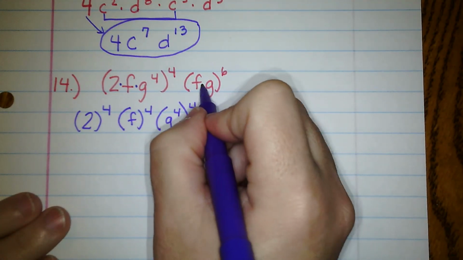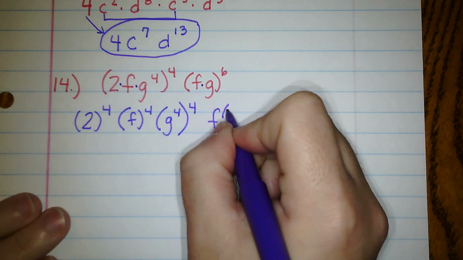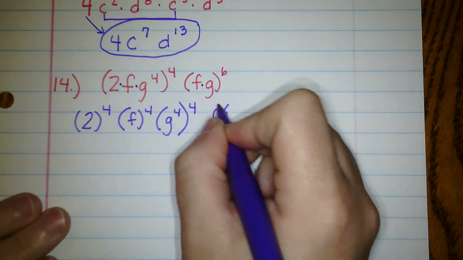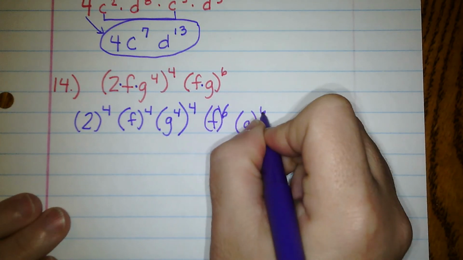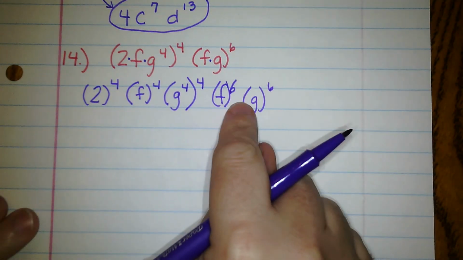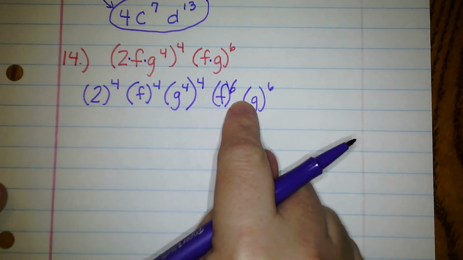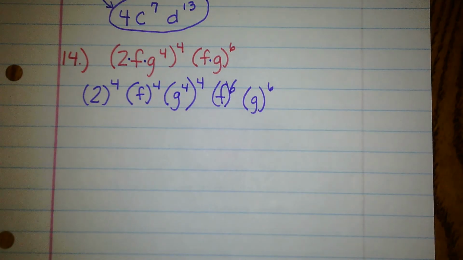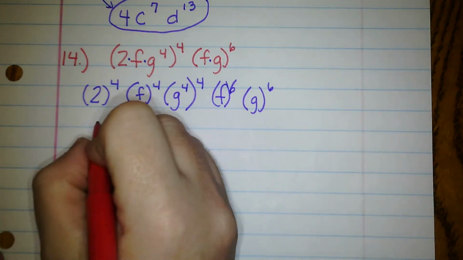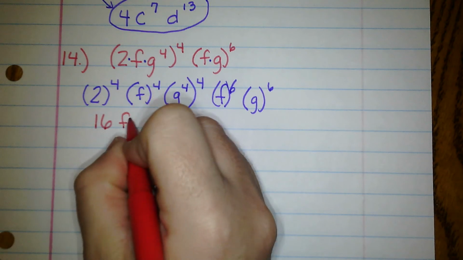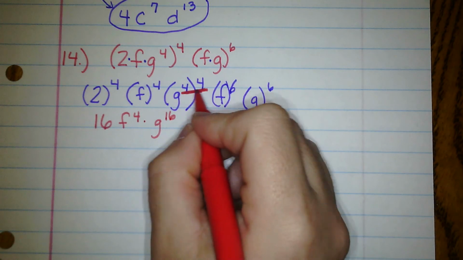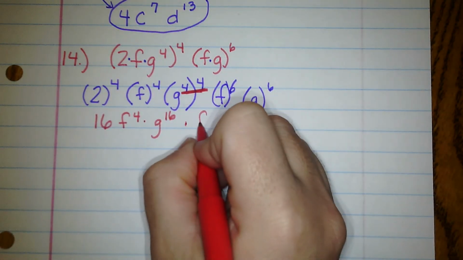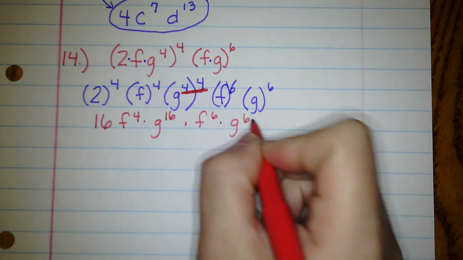The same thing goes here. This is f times g, so we're going to have f. Oh, did that wrong. I'll make that a 6. F to the 6th, and then g to the 6th. Okay, it's a wacky looking 6, but that's still a 6. Okay, so now we are going to simplify this. 2 to the 4th is 2 times 2 times 2 times 2, so that's 16. That's f to the 4th times g to the 16th, because you're multiplying power to power. Then you've got another f to the 6th and another g to the 6th.